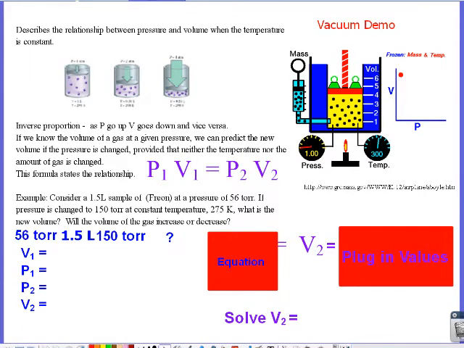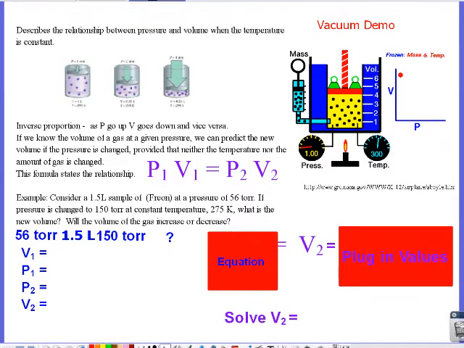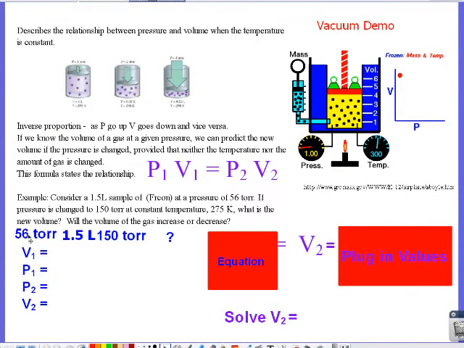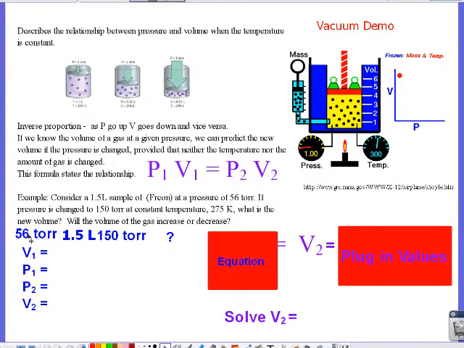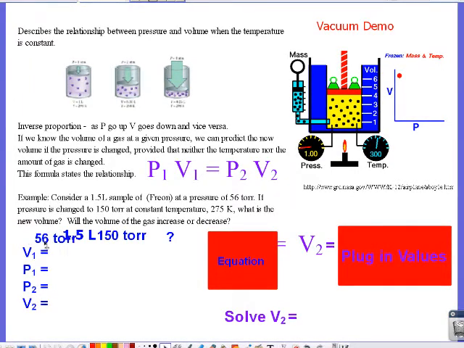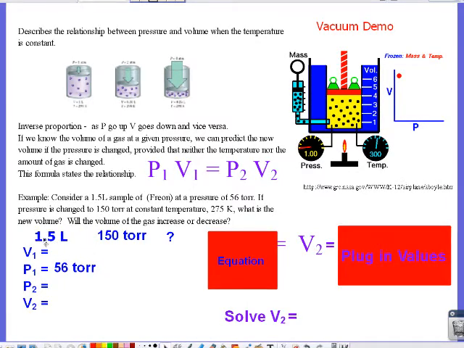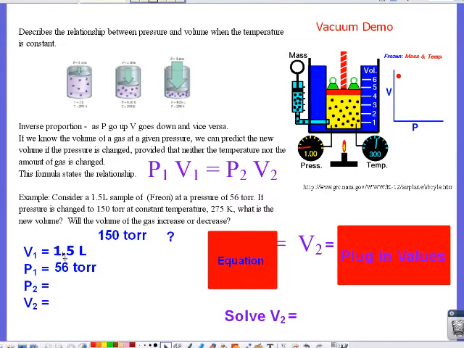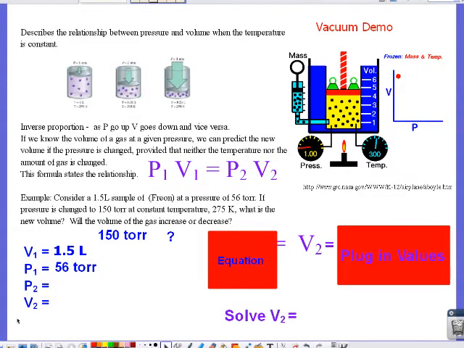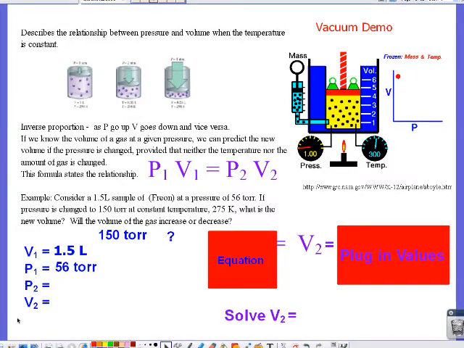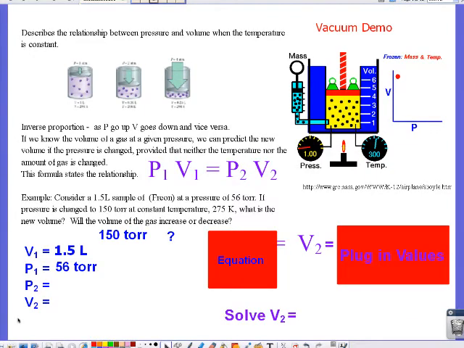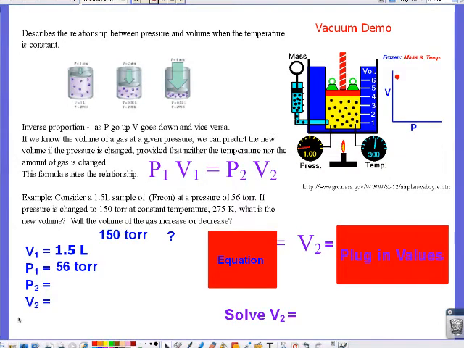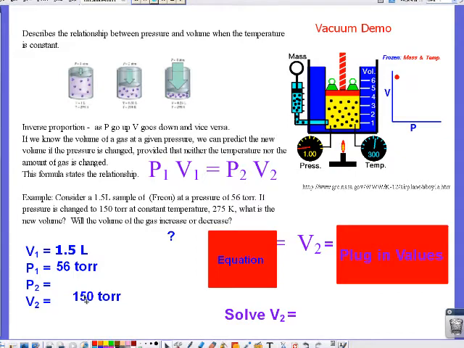So what does 56 torr represent? Is it a volume or a pressure? Does torr measure volume or does torr measure pressure? It measures pressure. 1.5 liters. Is that the starting volume or the final volume? That's the starting volume. Yes, a 1.5 liter sample at 56 torr. So the 1 in V1 and P1 means this is the starting pressure or the starting volume at the beginning. The 150 torr is the final pressure, and we don't know what the volume is.